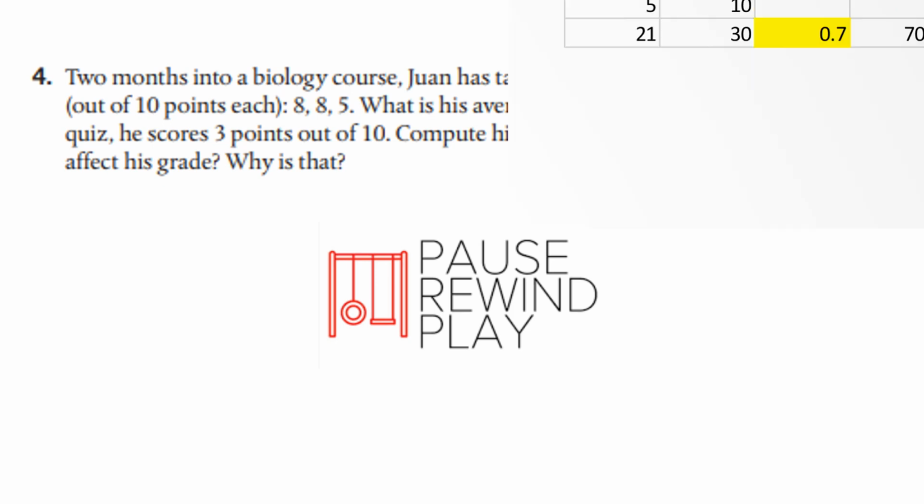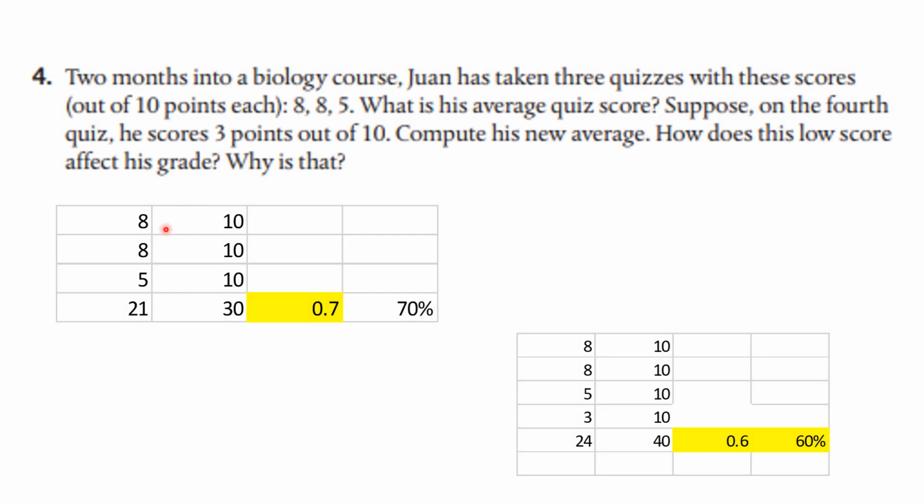Let's see how. Again, I used Excel. So before this last quiz, he had 21 out of 30. That's an average of 70. But he got 3 out of 10. That makes him have 24 out of 40, and that lowers his grade to 60% because he got lower than what he had before for the average.